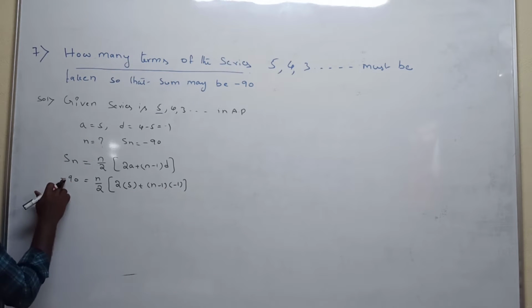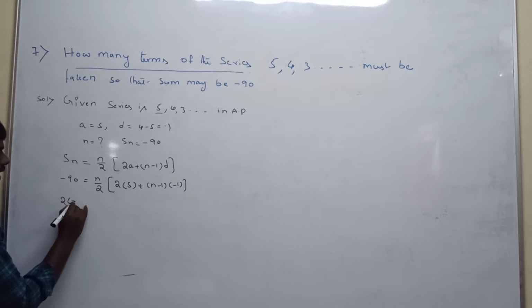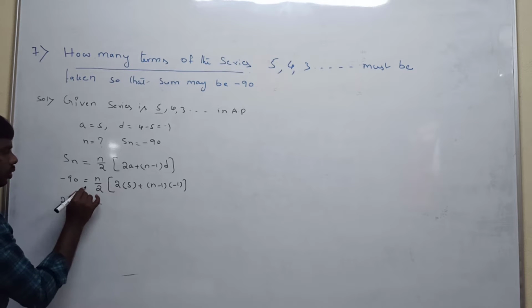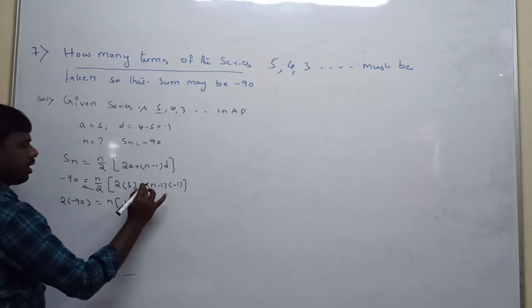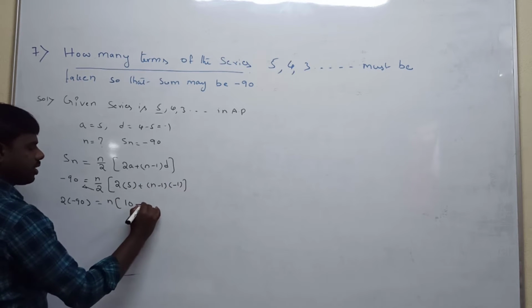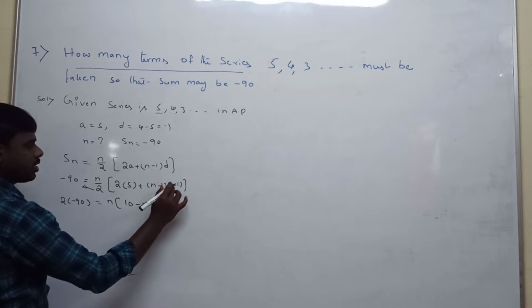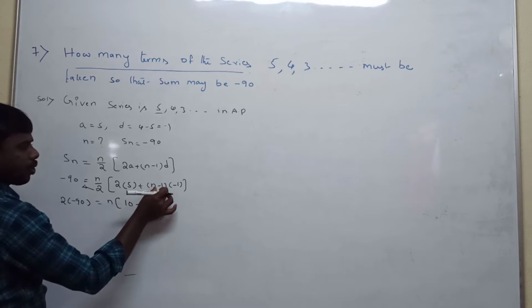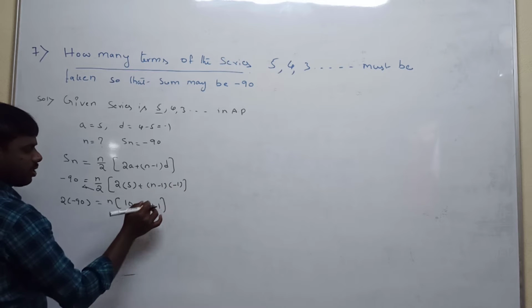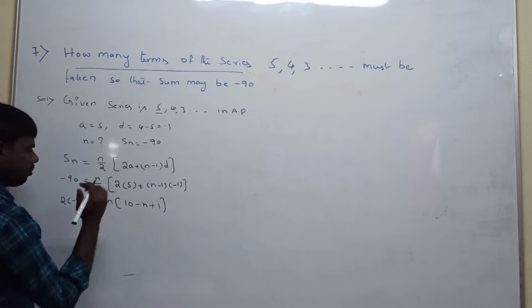Now 2 is cross multiplied to the left side: 2 into minus 90 is equal to n into 2 times 5, which is 10, plus n into minus 1, which is minus n, plus minus 1 into minus 1 is plus 1. Now each term is multiplied with minus 1: n into minus 1 is minus n, minus 1 into minus 1 is plus 1.